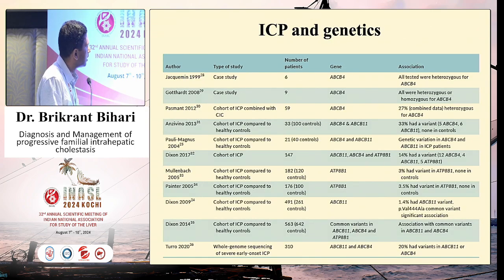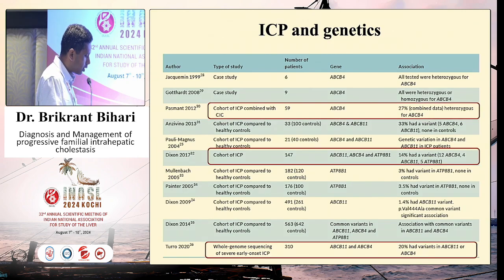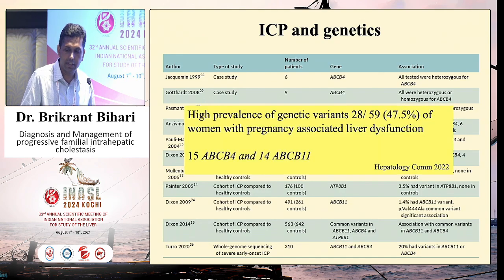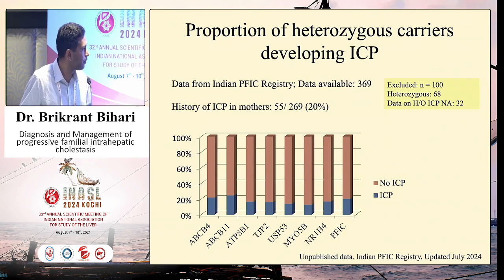So that is what is shown in several studies, that in patients with ICP, if you do a genetic analysis, in almost 14 to 28% you will find mutations in ABCB4 or ABCB11, that is BSEP or MDR3. But that is not the end of it. You can find any mutations actually in them. And this is from the registry data.